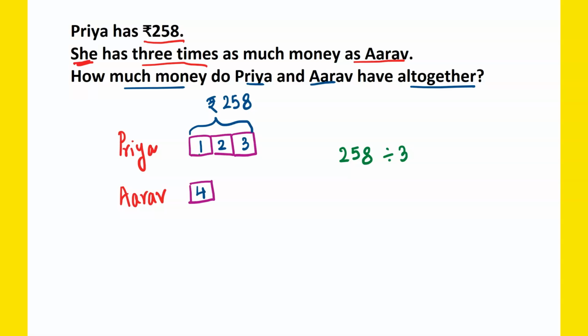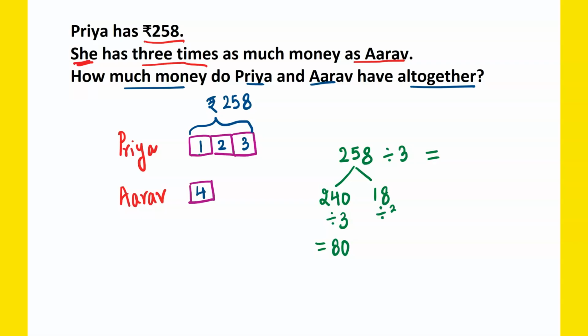So what will be the value of one box? We will have to divide 258 by 3. So we'll break the number 258 into parts. We have 240 and 18. We'll divide 240 by 3. If 24 divided by 3 is 8, 240 divided by 3 will be 80.